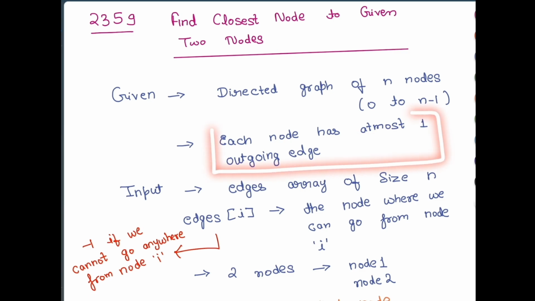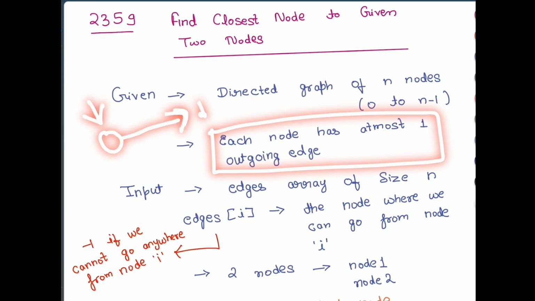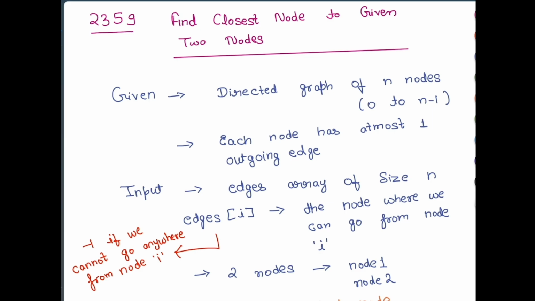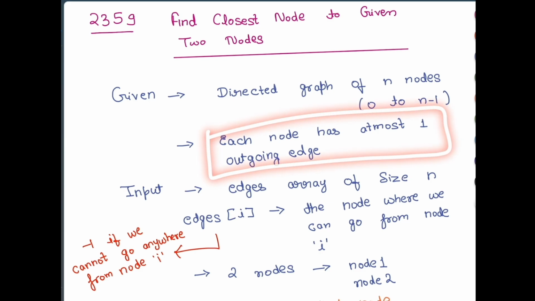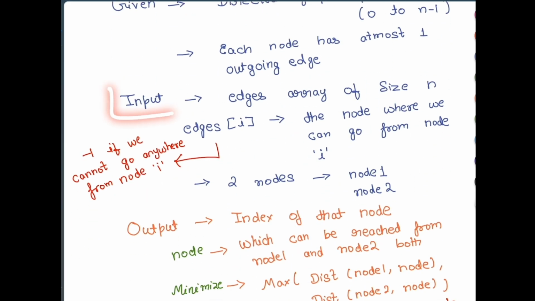So this point basically means that if you go from one node to another node, you will just have one path. If you reach node 0, you can go to some other node and you will have just one path, maximum one path. Okay, we will understand more about this when we see the examples. Let us for now focus on the input.